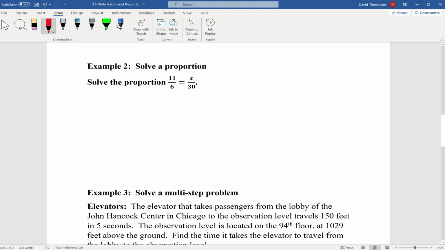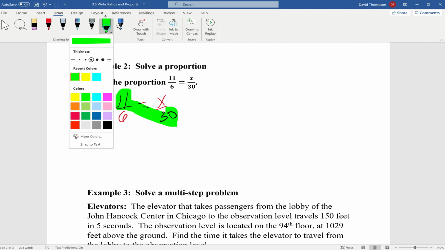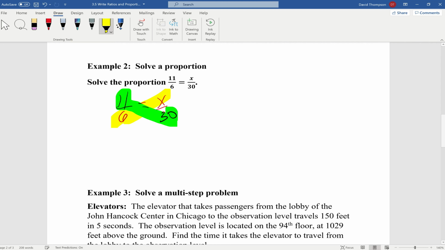Example 2, solve a proportion. So we're going to solve the proportion 11 to 6 equals x to 30. So let's first just write it. 11 to 6 equals x to 30. We're going to cross multiply. So we're going to multiply these two, and we're going to multiply these two.